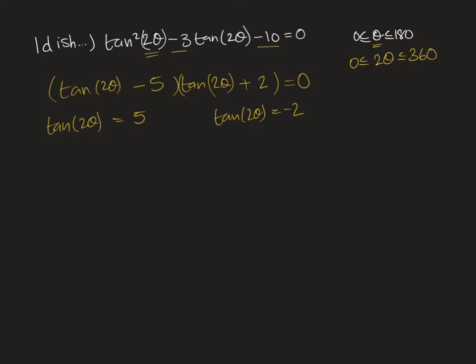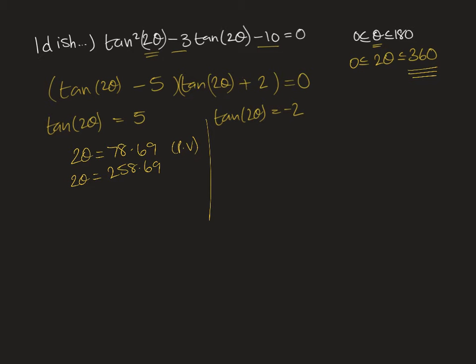So the inverse tan of 5 gives us 2 theta is 78.69 degrees. That's the principal value. Always with our tan function, we're just adding or subtracting 180 degrees to find the other solutions within the range. So I can add 180 to that to get 2 theta is 258.69 degrees as well. If I added another 180, I'd go beyond the 360 degree limit, so I can stop there.